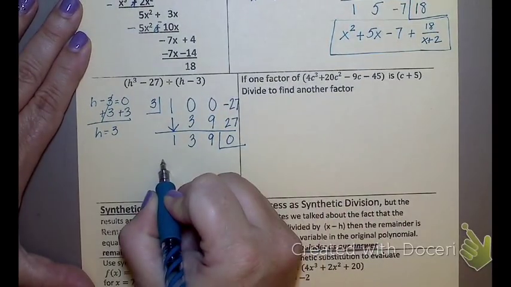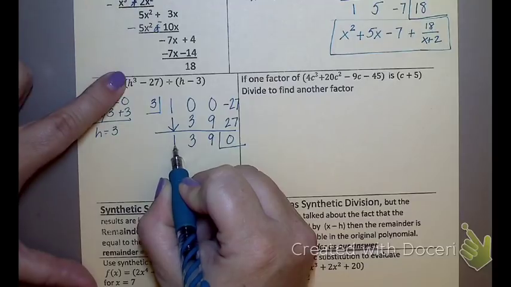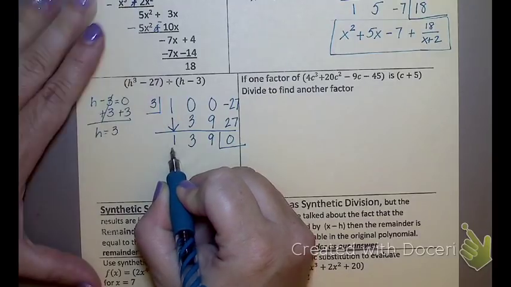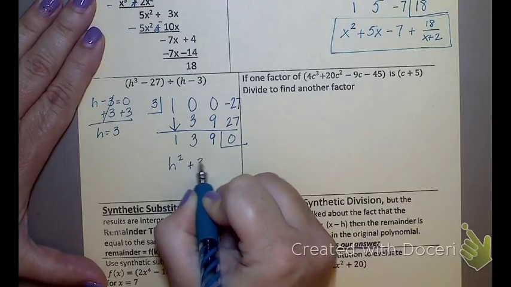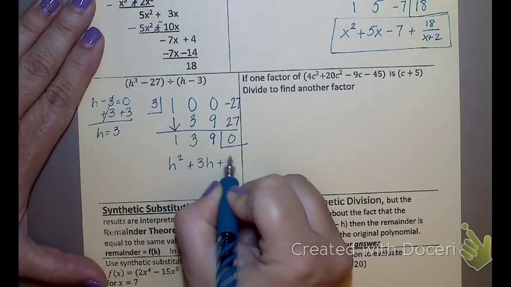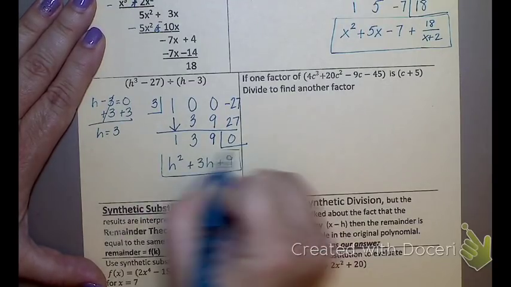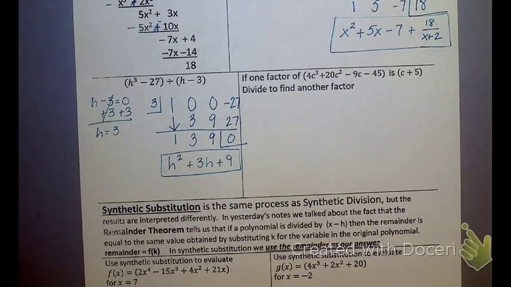So, what's my answer? I had an h to the third. I divided by h, so I have 1h squared plus 3h plus 9 with no remainder. And that was our difference of cubes one. Not too bad. A little bit like magic, but it works.